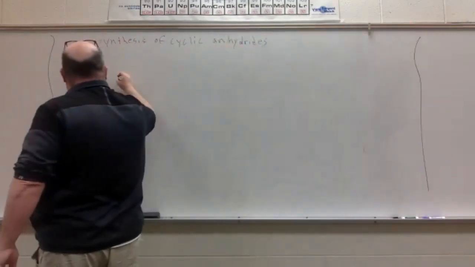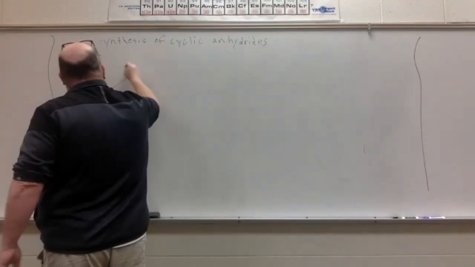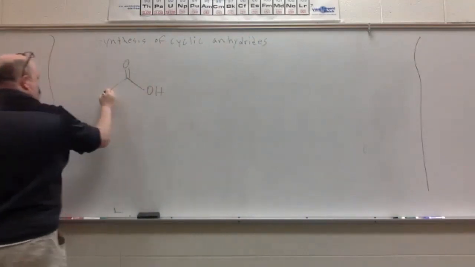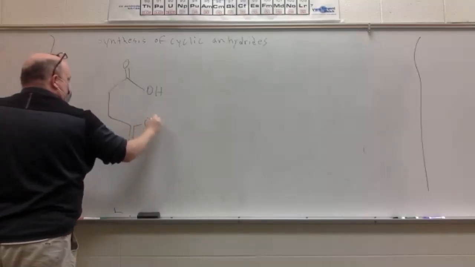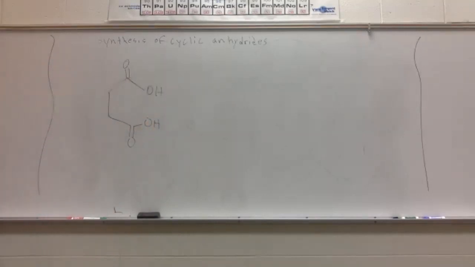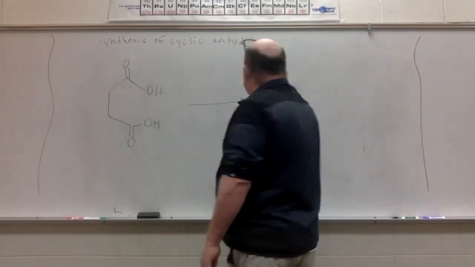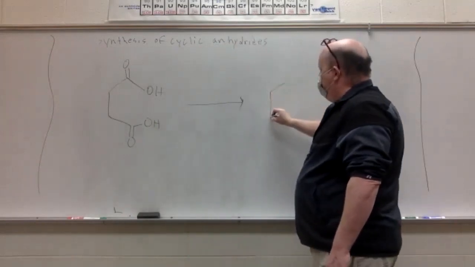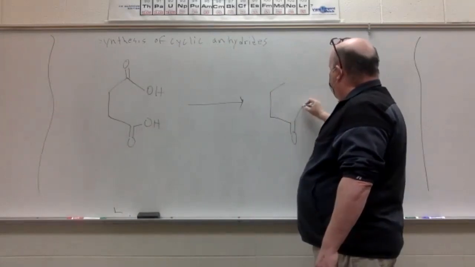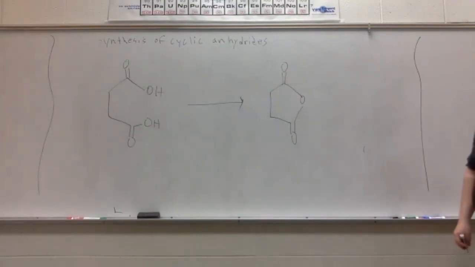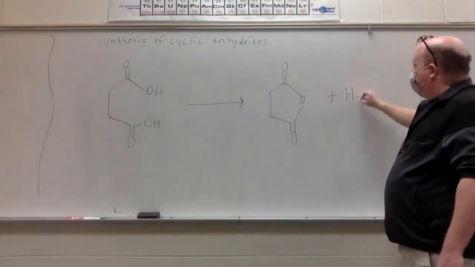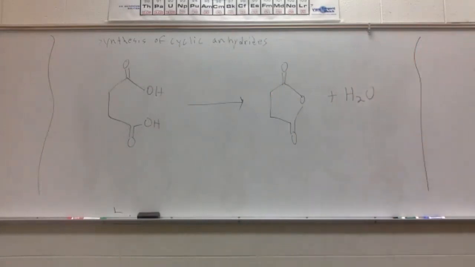All right, so let's say you had something like this. I drew it kind of like that to make it a little bit easier to visualize. But yeah, that's a diacid. Got 2 carboxylic acid groups. You can actually convert this into a cyclic anhydride. Gives off water in the process.